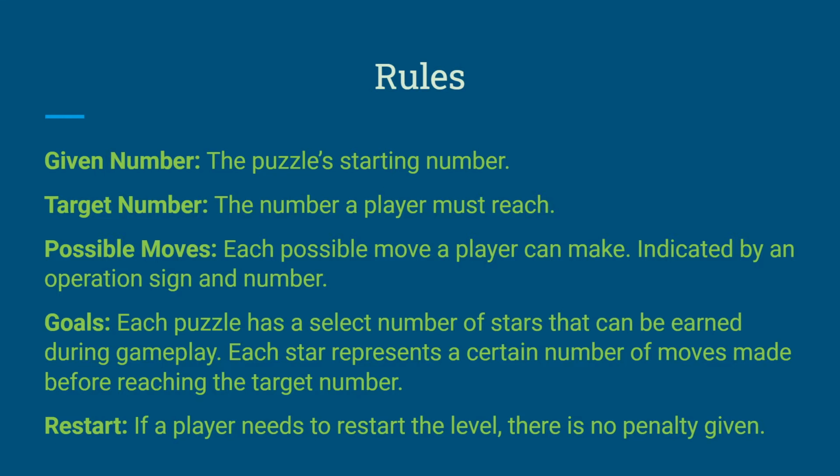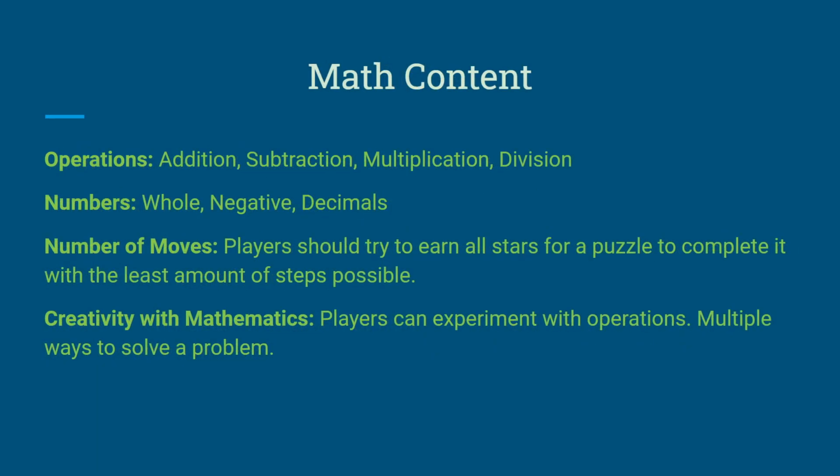Players receive 1 star for completing the puzzle in any number of steps, and players receive more stars for completing puzzles in a certain number of steps as indicated by the puzzle level. If there is a need to restart, there is no penalty to the player. The operations used in this game are addition, subtraction, multiplication, and division. As mentioned earlier, each level consists of different types of numbers such as whole and negative numbers.